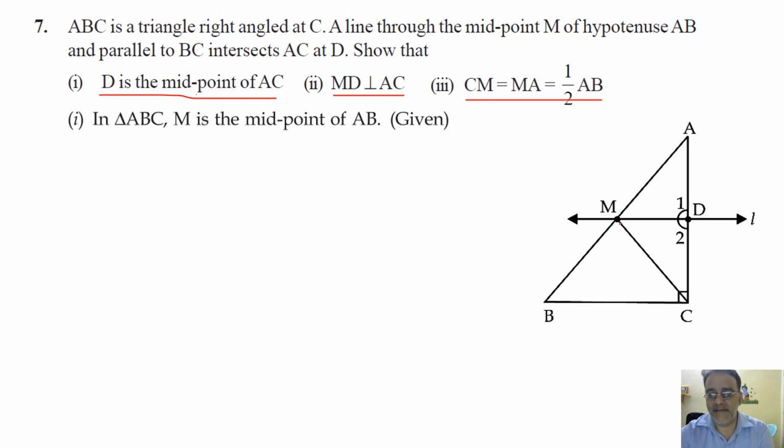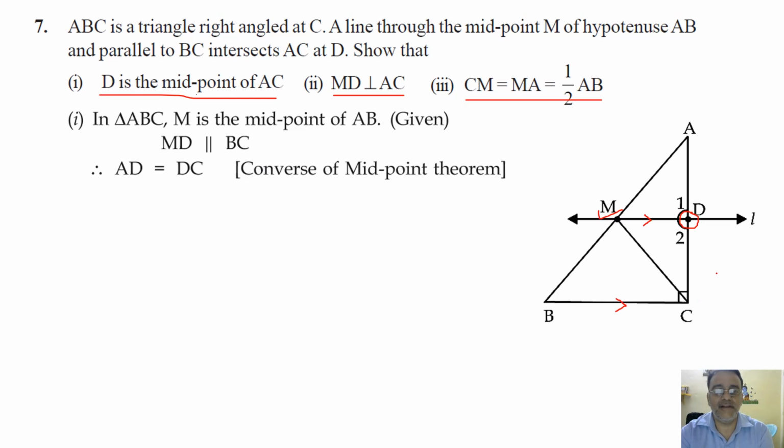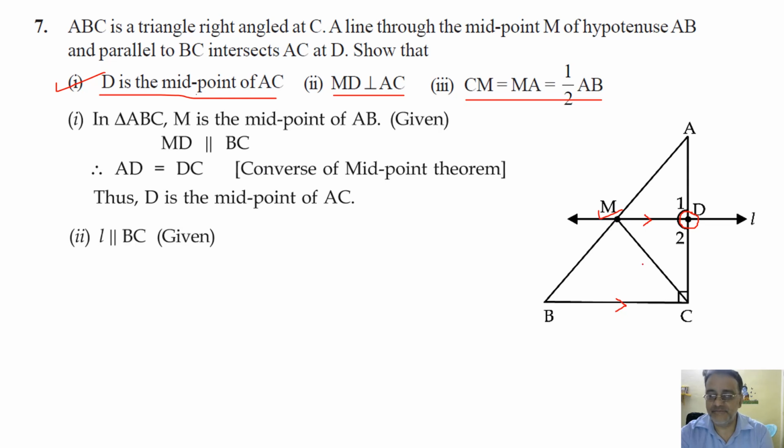In triangle ABC, M is the midpoint of AB and MD is parallel to BC, it is given. So therefore D is the midpoint of AC. Why? By converse of midpoint theorem, right? So the first one is done. Second, MD is perpendicular to AC. For that, this line is parallel to BC, it is given, and this is 90 degrees. Okay, this is 90 degrees, it is given.